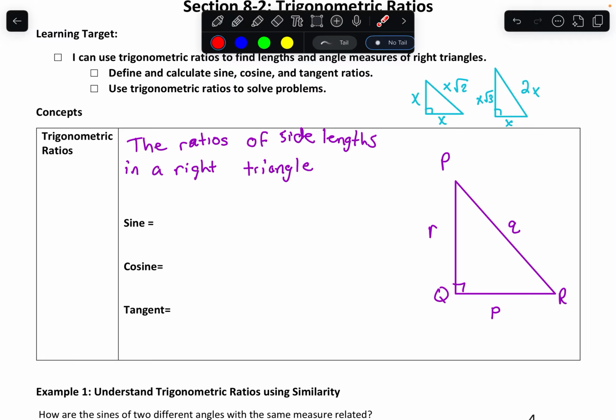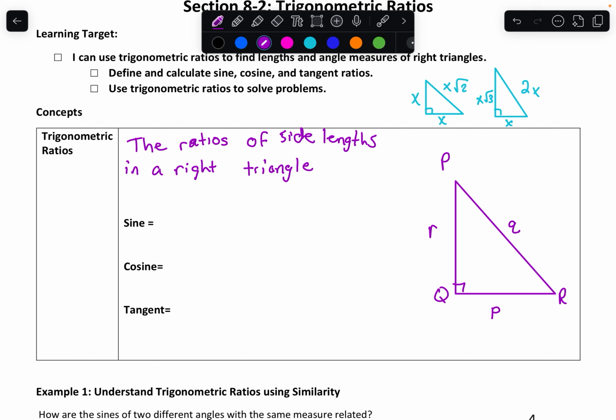And I have a side of the triangle that is the hypotenuse. Now, the hypotenuse is also adjacent to point P, but being the hypotenuse makes that more important. So R is the side adjacent and P is the hypotenuse. Sine, cosine, and tangent are all different relationships between those three sides.